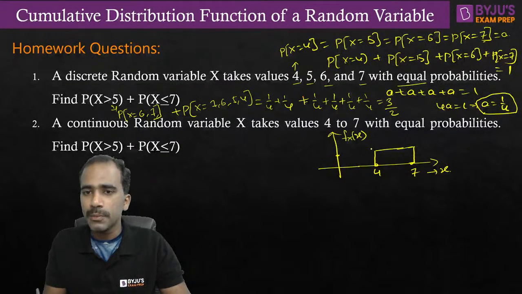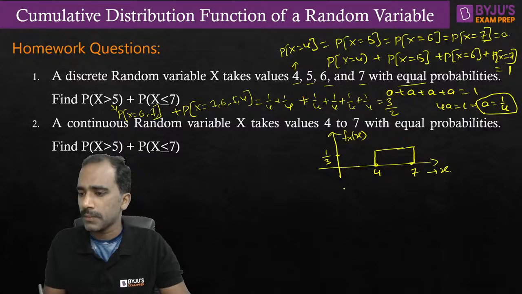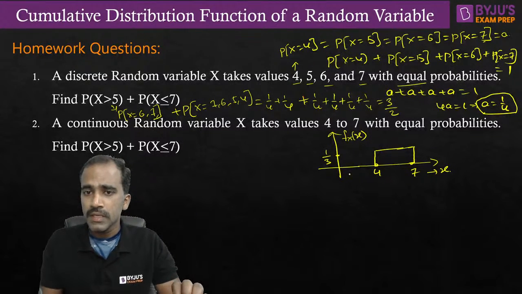So for the area to be 1, how much should the height be? Anyone? Since the width is 3, how much should the height be so that the area is 1? Height should be 1 by 3. Width is 3. If height is 1 by 3, then 3 into 1 by 3 will become 1. Okay, right? This is the PDF.